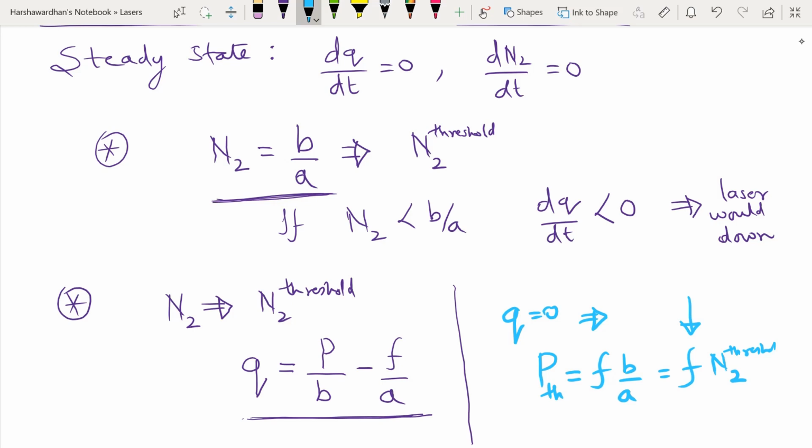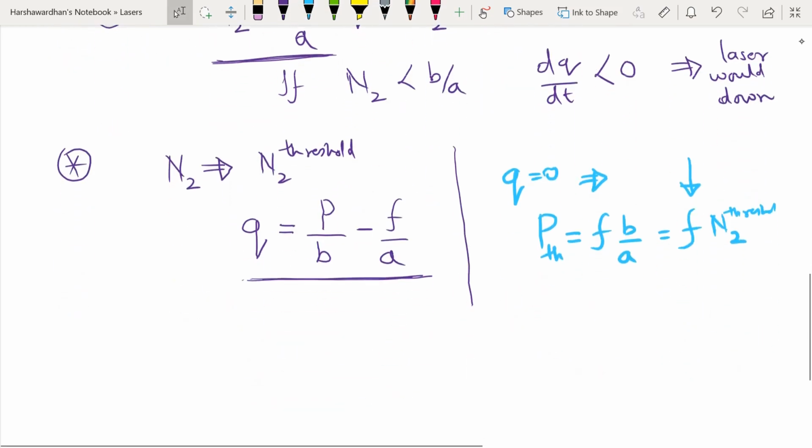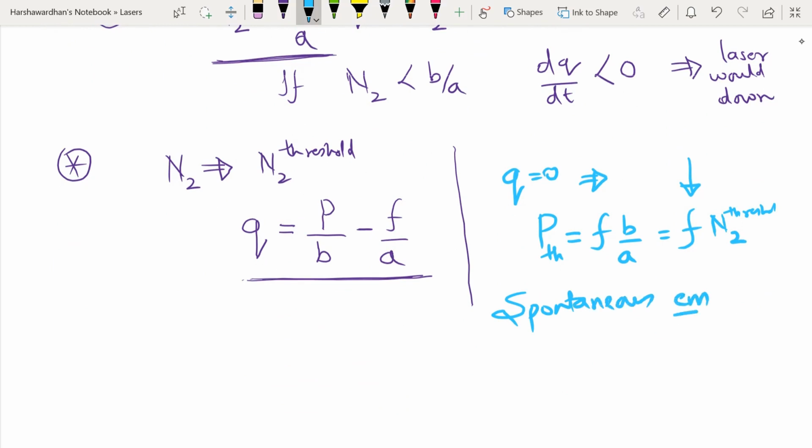So that is a very important lesson that we have, and it allows you to quickly understand that spontaneous emission is actually playing the spoil sport. It is indeed associated with the loss in lasers.